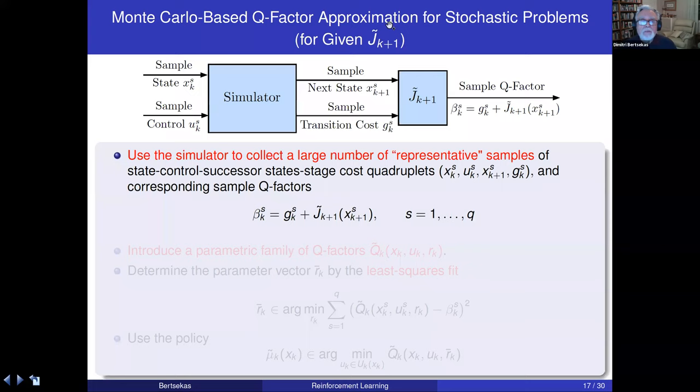And now suppose that we have a simulator that, if I give it a sample state and a sample control, will crank out the next state according to the probability distributions of the problem. And then we can plug this into the J tilde function that is given, and get a sample Q factor. Now this Q factor is a sample of the random variable that we're going to try to find its expected value.